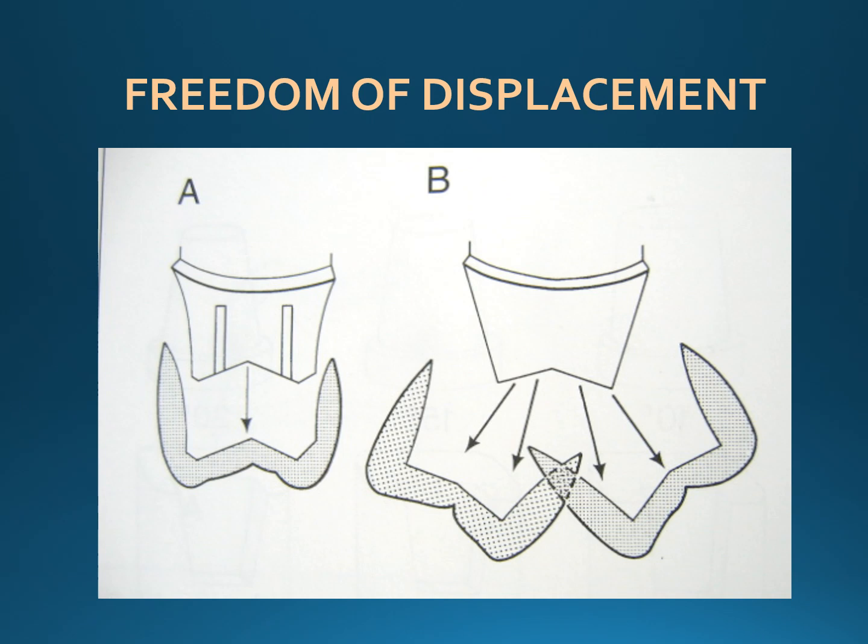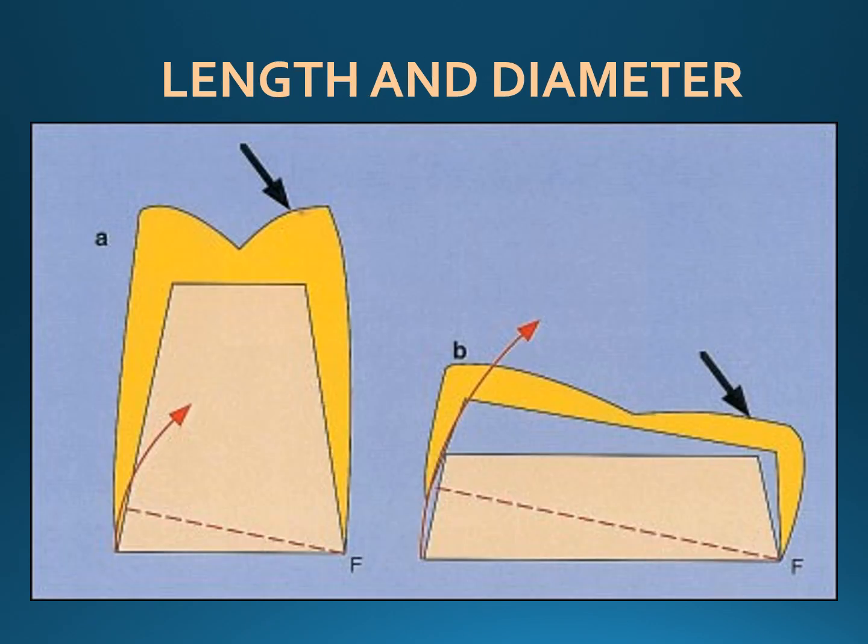Freedom of displacement refers to the numerous directions or multiple ways in which a crown can be removed from the preparation. Increasing the taper, as shown in picture B, can make the displacement much easier, which means the prosthesis can be displaced in multiple planes. This should not happen, and the preparation should be such that the path of insertion and removal is confined to a single direction, as shown in picture A.